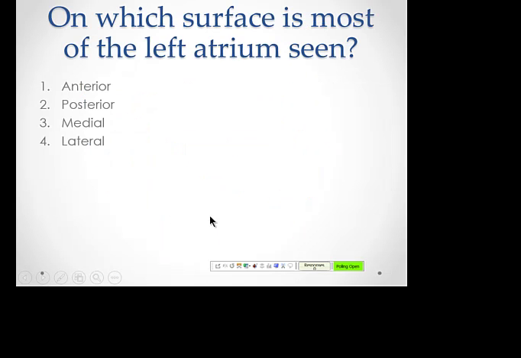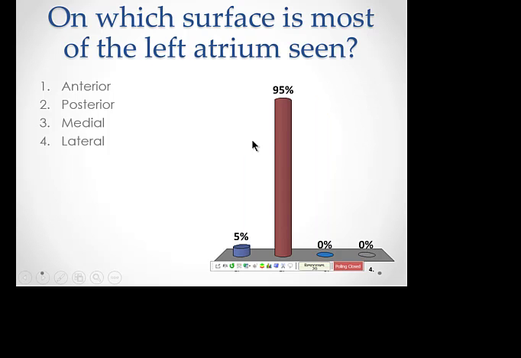Okay, let's review this, which I just told you. Everybody should get this right. On which surface is most of the left atrium seen? Very good. Posterior surface, also known as the base. Posterior surface, not the anterior. I said most of it. On the anterior, only the auricle is seen.